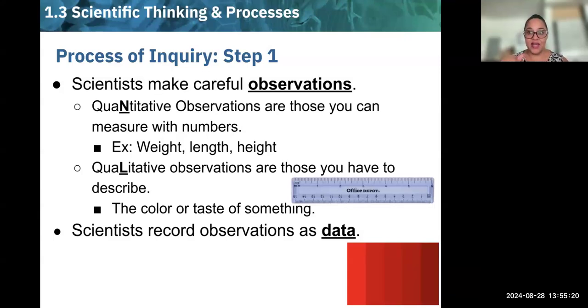Qualitative observations, with the L in the middle, means you are describing the quality of something, the color or the taste of something. That red box on the bottom right, we don't call that red number 1, 2, 3. We describe what kind of red it is: light red, dark red, maroon, burgundy. Those are qualitative observations. Either way, the way you record observations, we call that data or data. You can say it either way.